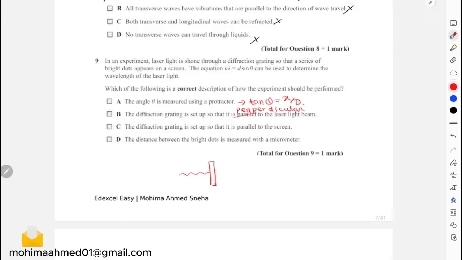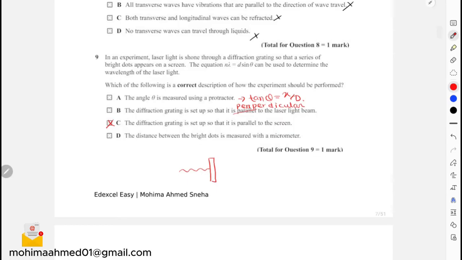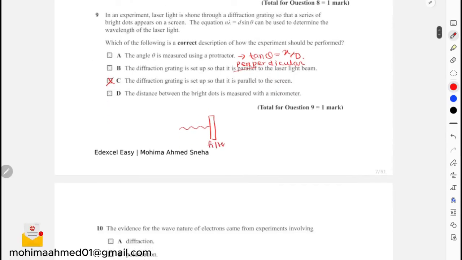The diffraction grating is set up so that it is parallel to the screen. Now this is correct, right? This is your filter and this is your screen. So obviously they both need to be parallel to each other. After that, the distance between the bright dots is measured using a micrometer. Again wrong, we cannot measure that using a micrometer. Micrometers are only used to measure small three-dimensional objects, right? We can use a meter ruler over here to measure the distance between the two adjacent maxima that are going to be created on the screen. So we can write meter ruler.